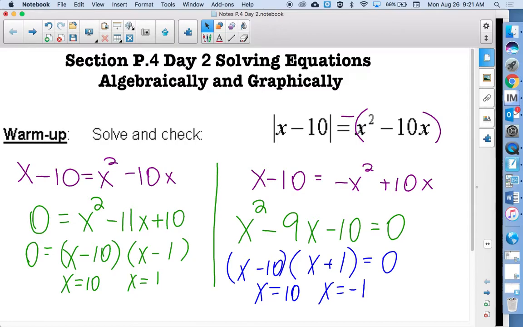When you check it back into the original problem, so not the ones you created, but the original problem that you started with, you're just taking the answer and plugging it back in.